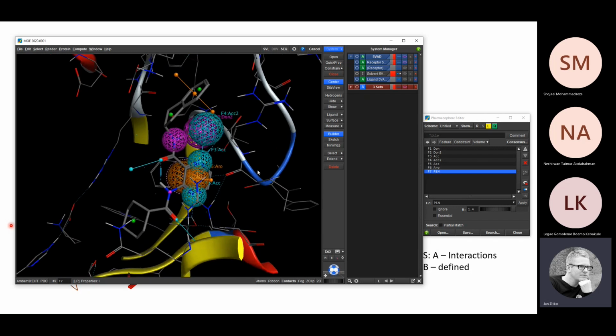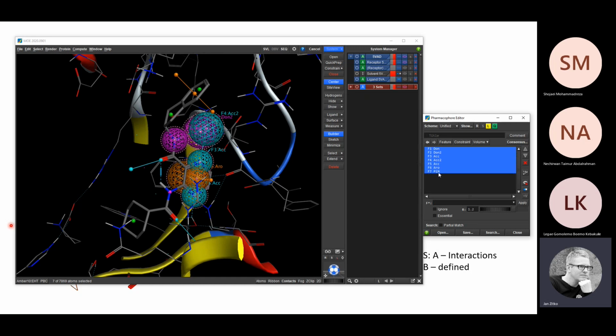And now I will use the protein itself to create the forbidden volume, forbidden space. So what I will do, just to be more clear, you can control the visibility of these features.